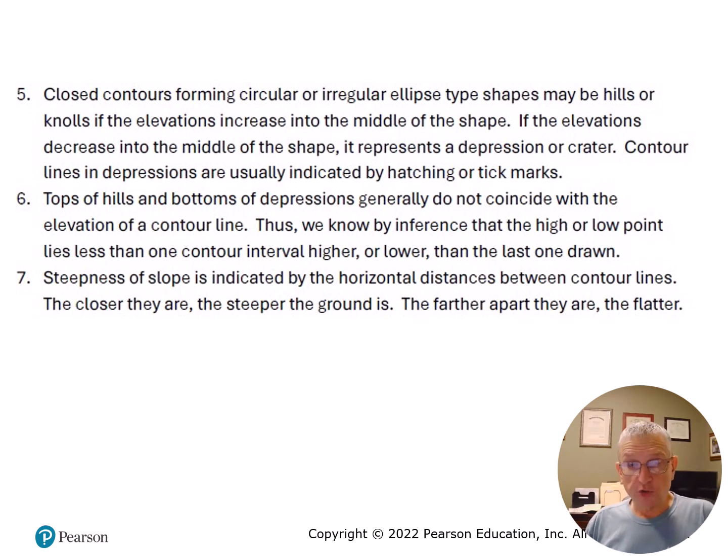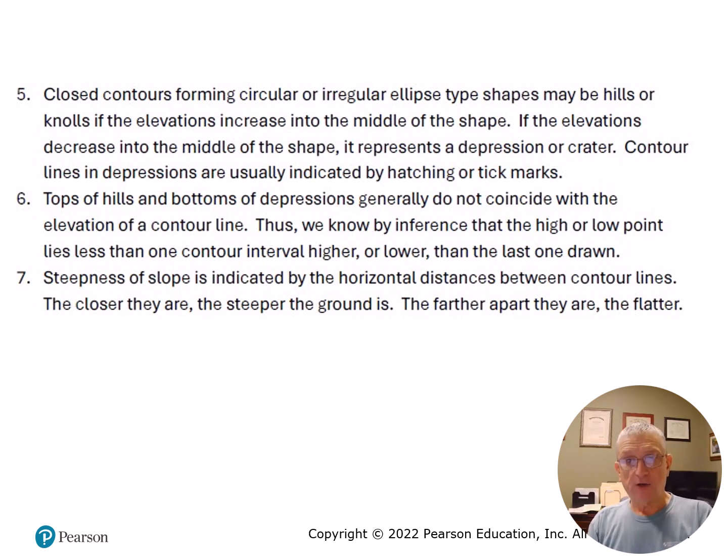Contours forming circular shapes like we looked at will be hills or knolls. Those are synonyms. If the elevations increase into the middle of the shape, it's a hill. If the elevations decrease into the middle of the shape, like our last diagram, it represents depressions or craters, and those contour lines are indicated by hatching or tick marks. Tops of hills and bottoms of depressions generally do not coincide with an elevation of a contour line. Thus, we know by inference that the high or low point lies within one contour interval higher or lower than the last one drawn.